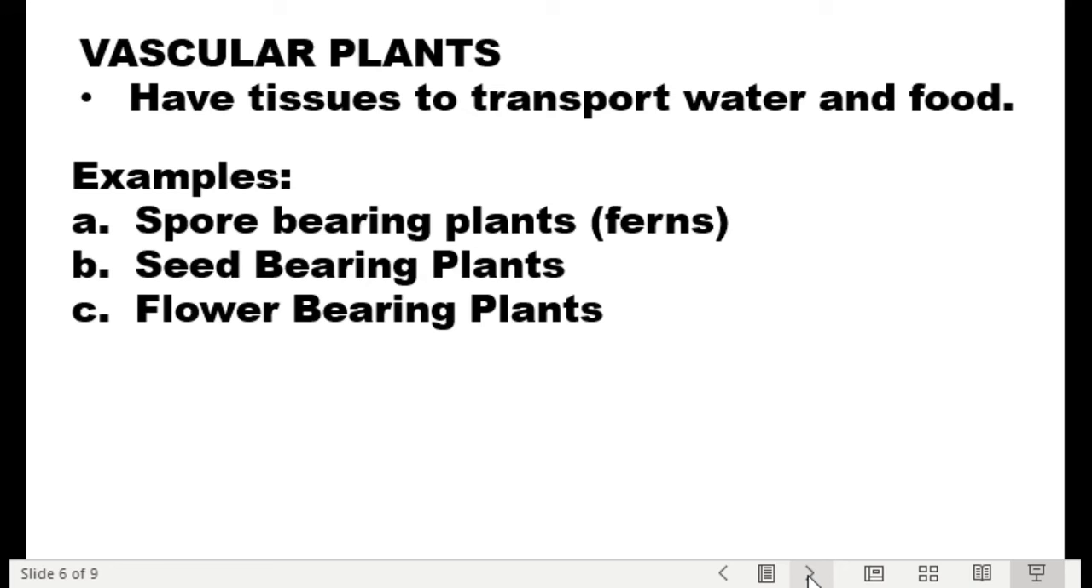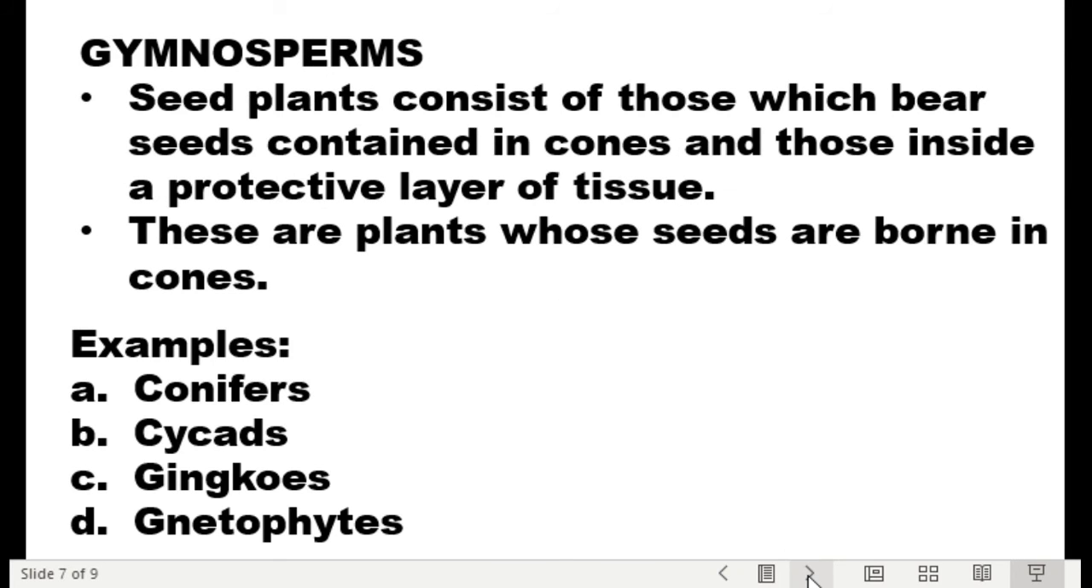Vascular plants, they have tissues to transport water and food. Examples are spore-bearing plants, yung may mga spores, tulad ng ferns sa ilalim nun, pag hinawakan mo yung mga spores. Next, seed-bearing plants, so yung may mga buto. And flower-bearing plants, nagbe-bear sila ng flowers. Meron din tayong tinatawag na gymnosperms. So, seed plants consist of those which bear seeds contained in cones and those inside a protective layer tissue. These are plants whose seeds are borne in cones. So, pag cones, gymnosperms. Examples noon, conifers, cycads, ginkgos, and gnetophytes.